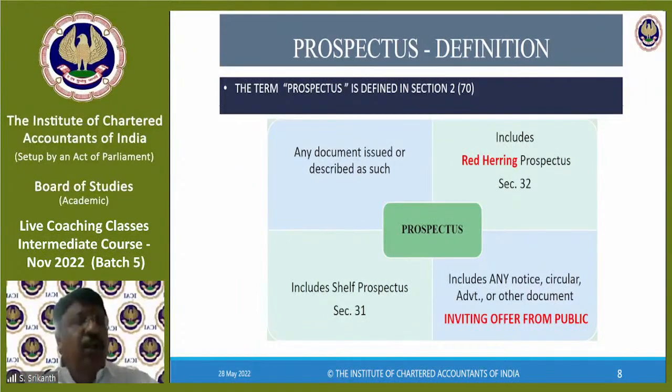The company is giving you all the information about itself, five years of financials. Read it. If you like it, buy. But we are not offering. We are only giving you information. You apply for the share, that becomes the offer. So the idea is to invite applications from the public by giving information about the company.